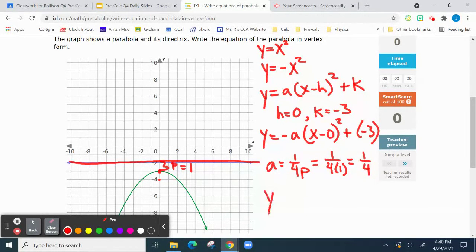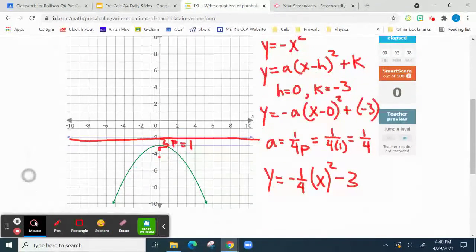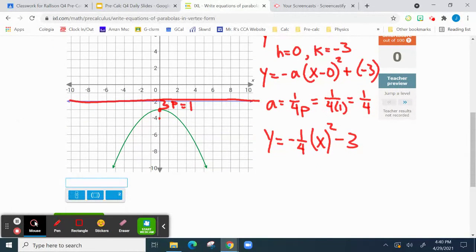So our final equation is going to be y equals negative 1/4 x squared minus 3. I don't need those parentheses, but I don't see an eraser on here. And now we'll go put that in and see if I have embarrassed myself or not. Y equals negative 1 over 4 x squared minus 3.